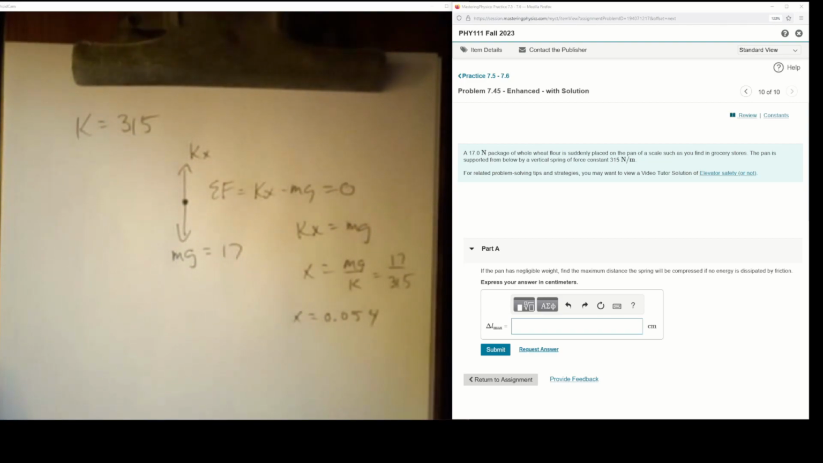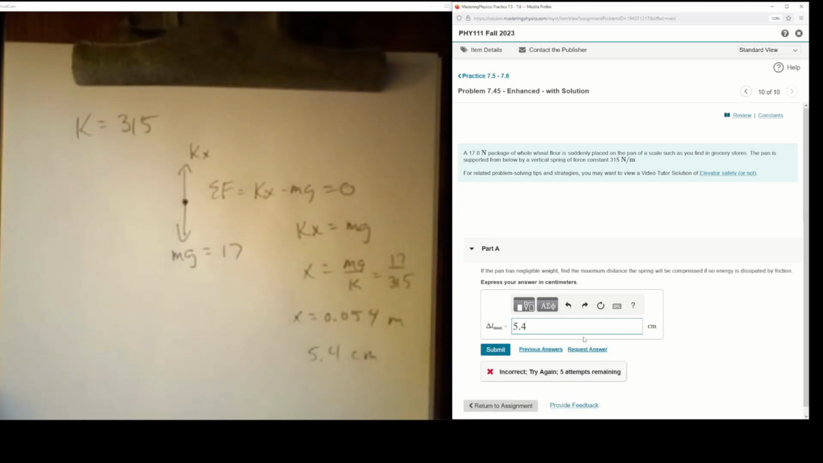And that is another thing to be careful about. Just looking at Mastering Physics, they do have the units here as centimeters, so not standard units. My answer is in meters. To get this into centimeters, you've got to move the decimal place to the right twice. So 5.4 centimeters there. And, well, they didn't like that.